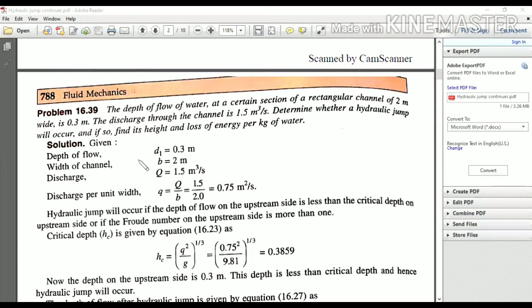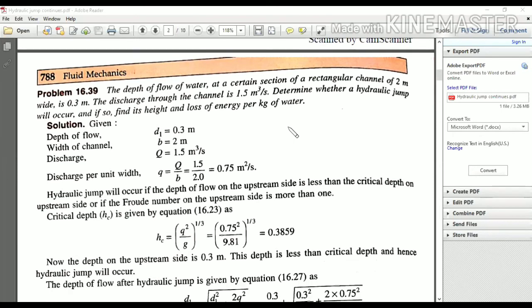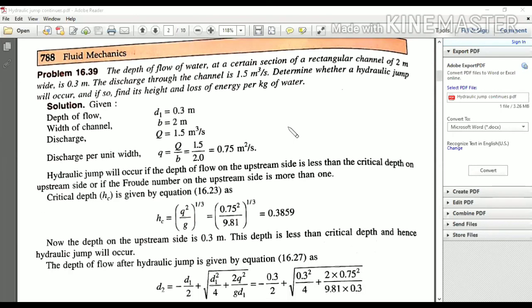The second problem is given here. The depth of flow of water at a certain section of a rectangular channel 2 meter wide is 0.3 meter. Again, d1 and B are given. The discharge through the channel is 1.5. The discharge is also given. Determine whether the hydraulic jump will occur, and if so, find its height and the loss of energy per kg of water. This is a very simple but tricky question.